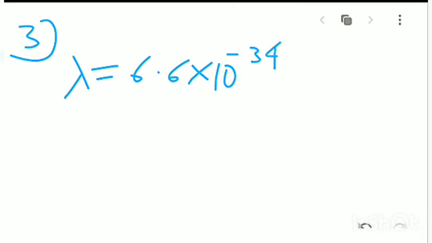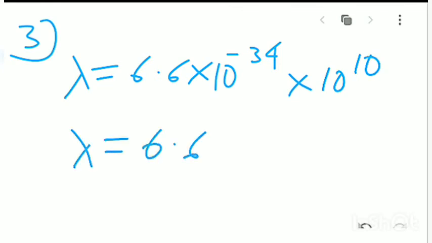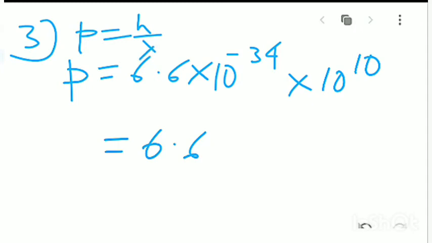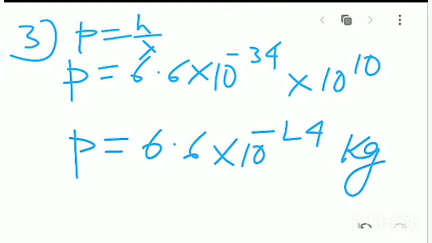Question number 3 continues. So we got 6.6 into 10 to the power minus 34, and the 10 to the power minus 10 in the denominator, when it goes to the numerator, becomes 10 to the power plus 10. So the answer is 6.6. Oh, sorry, I have made a mistake. These are not lambdas, these are all p's, because p equals h by lambda. So I put the values of lambda, so I'm calculating p. So 6.6 into 10 to the power minus 24 kilograms meter per second. I hope this is clear.